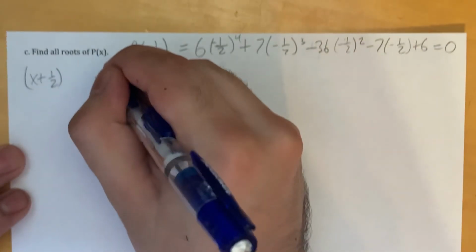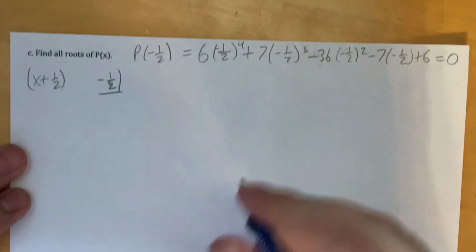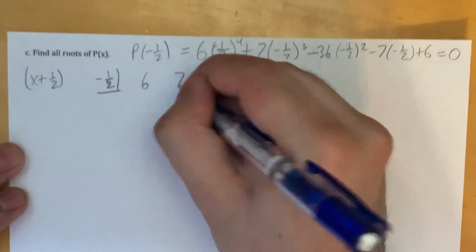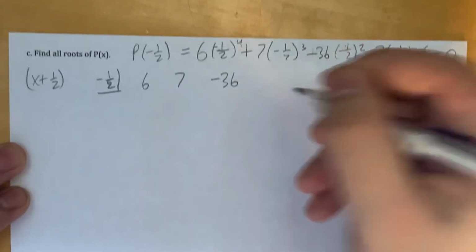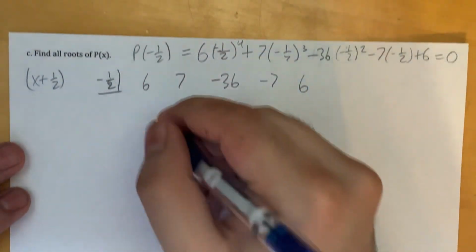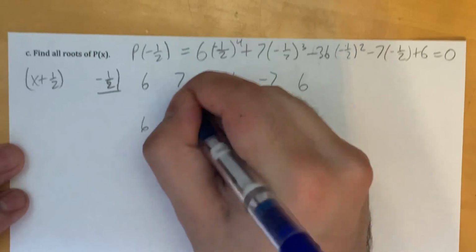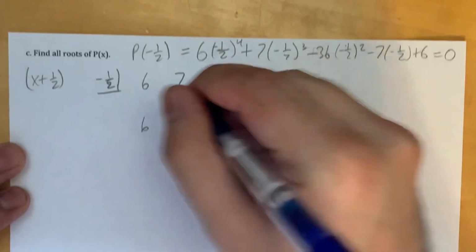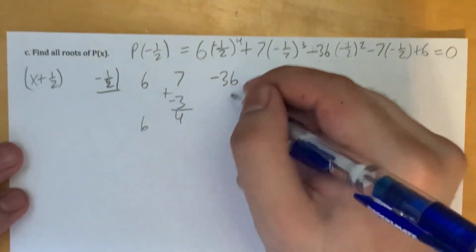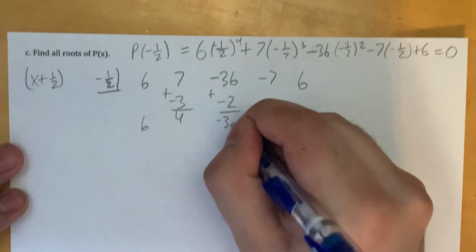So then I'm going to put negative 1/2 in there, and then I'm going to drag down all the leading coefficients: 6, 7, negative 36, negative 7, and 6. So I'm going to bring down the 6. 6 times negative 1/2, negative 3. Add those together, you get a 4. 4 times negative 1/2, I'll get a negative 2. I'll add these together, and I get a negative 38.